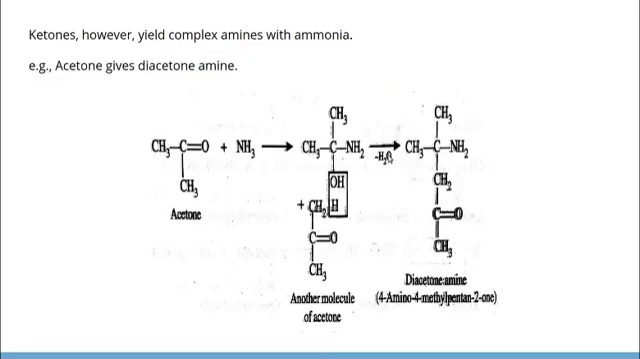Ketones, in the case of ketones, they give complex amines with ammonia. Here we have the example of acetone. Acetone on treating with ammonia, first we will get an addition product, a nucleophilic addition product. That means NH2 minus adds on to this carbon and H plus adds on to this oxygen. So first we will get a nucleophilic addition product like this. Then it condenses with another molecule of acetone, eliminates a molecule of water and we will get diacetone amine, a complex amine.